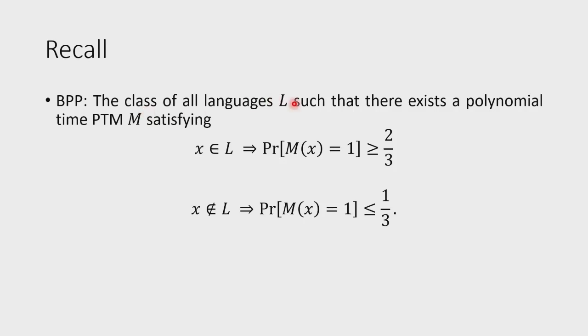So BPP is a class of all languages L such that there exists a polynomial time probabilistic Turing machine satisfying: X is in L implies probability M(x) equals 1 is at least 2/3, and X is not in L implies probability M(x) equals 1 is at most 1/3. So if a machine M is a machine for a BPP language, it can go wrong when it outputs 0 as well as when it outputs 1. So this is a two-sided error class. And you would have also seen that P, RP and CoRP are in BPP.